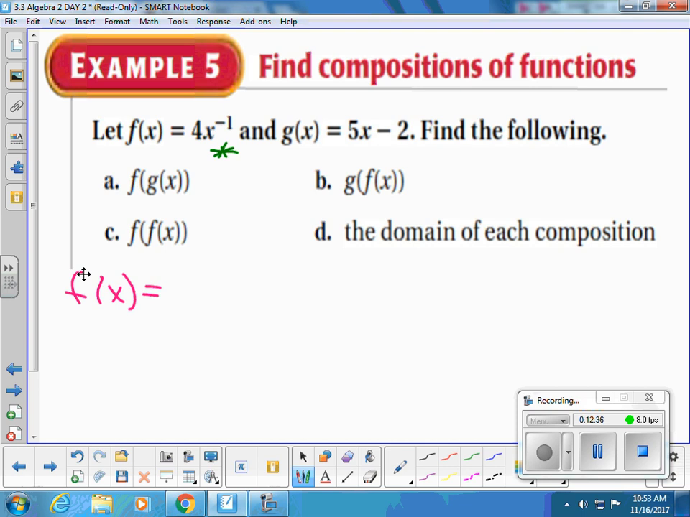No, not bigger minus smaller. Flip and make it positive. So the 4 does not flip. The 4 is not attached to the x. The x does flip, so it can have a positive 1 as its exponent.